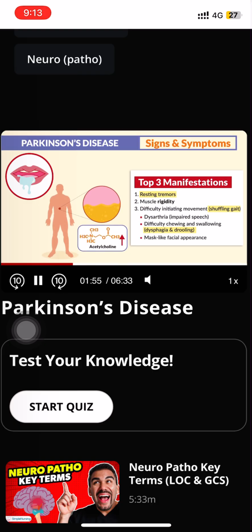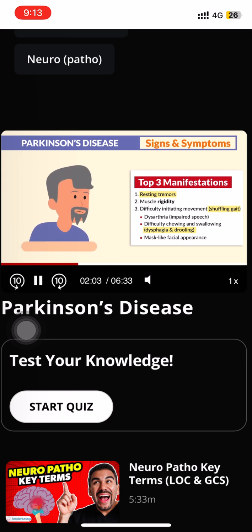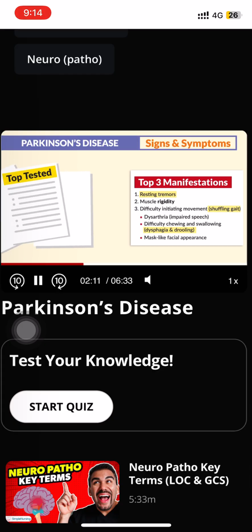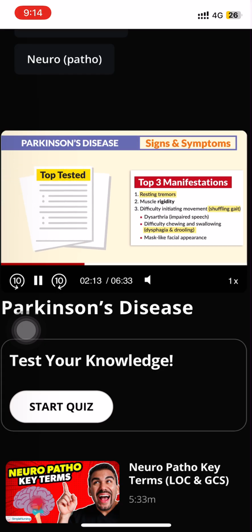This is from excessive acetylcholine, which makes excessive secretions. And lastly, a big one here is a mask-like facial appearance, having minimal facial expressions or less facial movement. Now, to get a little bit more detailed on the top tested manifestations, let's play that segment now.